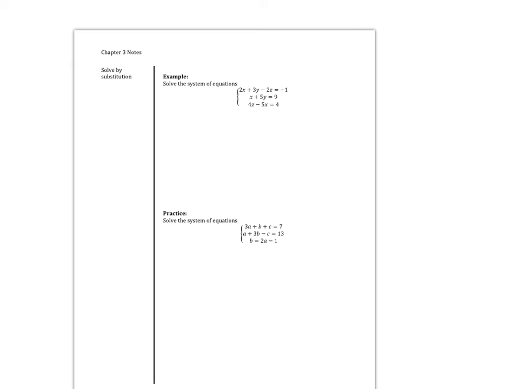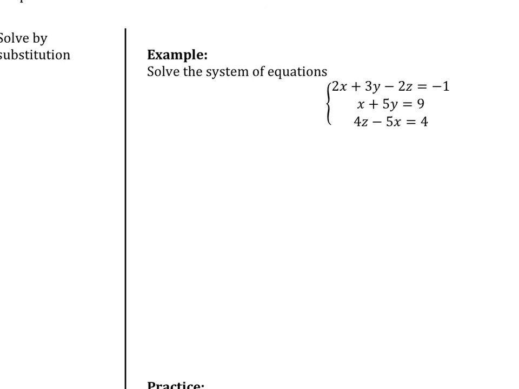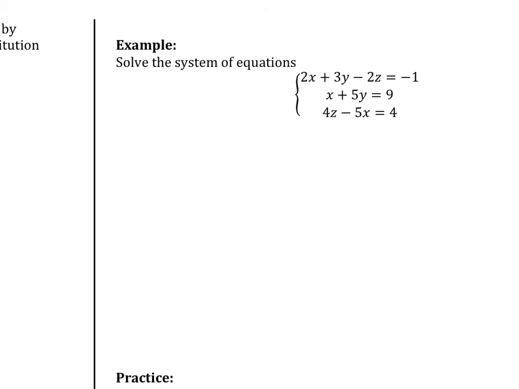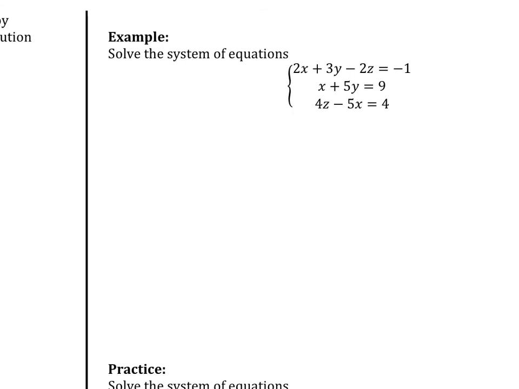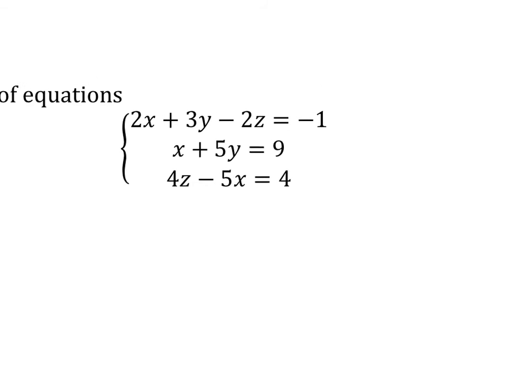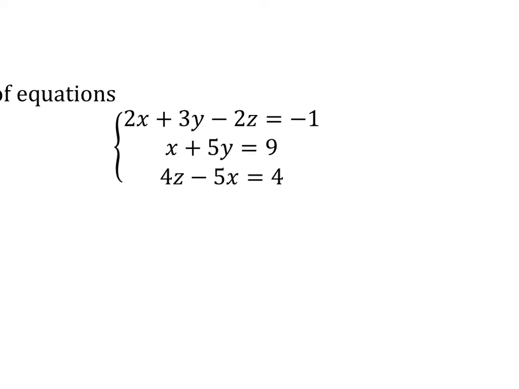The next method is called substitution. Of course you can solve it any way you want, but for some questions it's easier to use substitution. So if you look at the system, how is this different from the previous one, and how is it similar to the substitution questions that we had when we only had 2 equations?